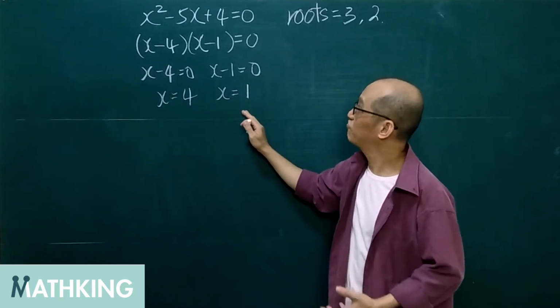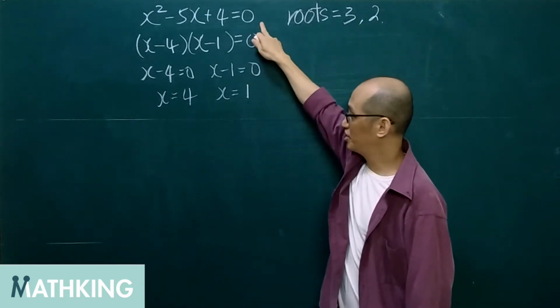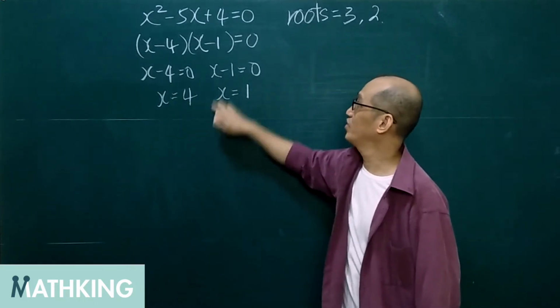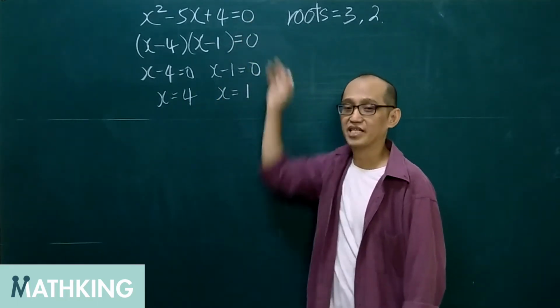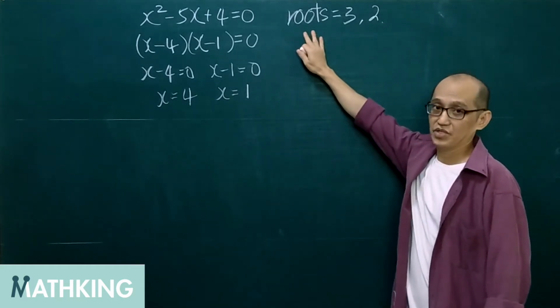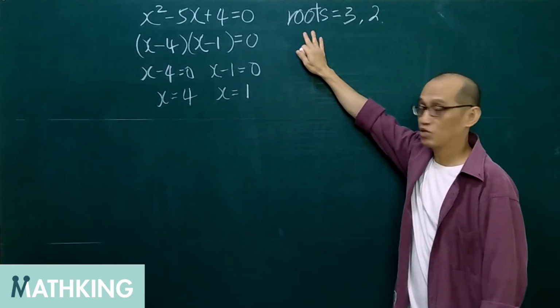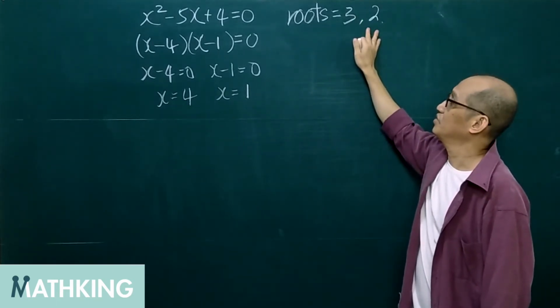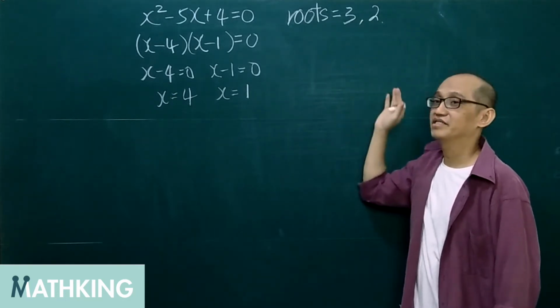Conversely, we can actually form this quadratic equation if we are given the roots. From here we can get this. Now let's look at one example. If we are given the roots of a quadratic equation, 3 and 2, and we want to find the quadratic equation.